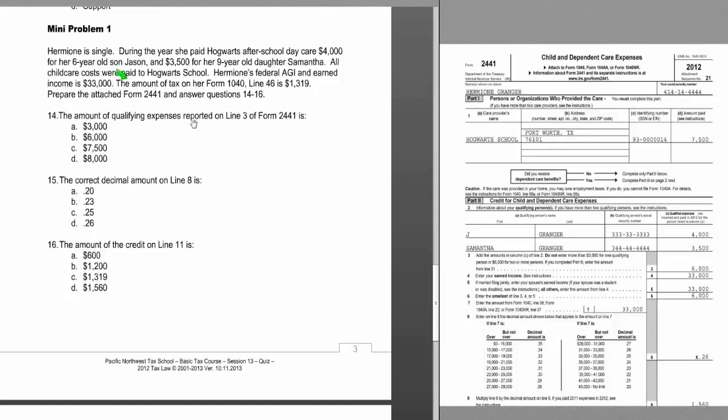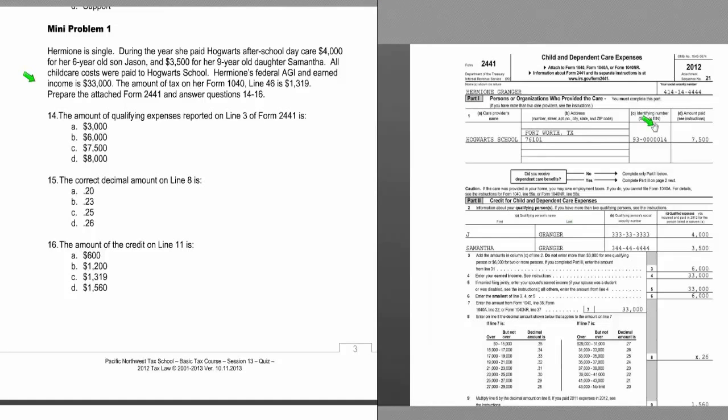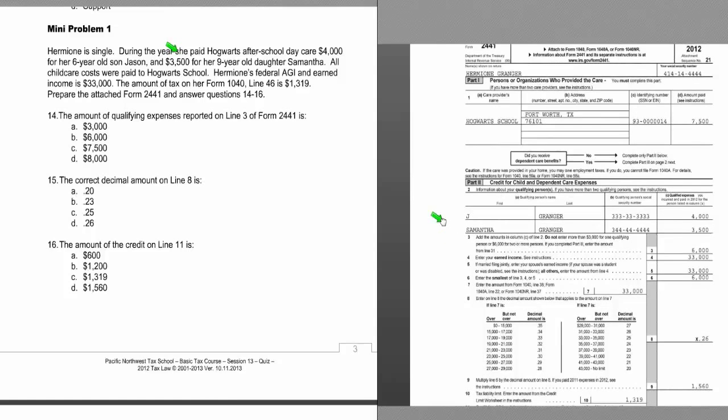So essentially, I've given you enough information in the wording of this problem to fill out a 2441 for Hermione. We begin in Part 1 by entering the care provider's name and information, Hogwarts School. We enter an address. We enter an EIN. And then we enter on column D the actual amount of qualified expense. You can see the qualified expense is $4,000 plus $3,500, $7,500. Then we enter the names of the dependents that qualify for the expense. We have Jason and Samantha.